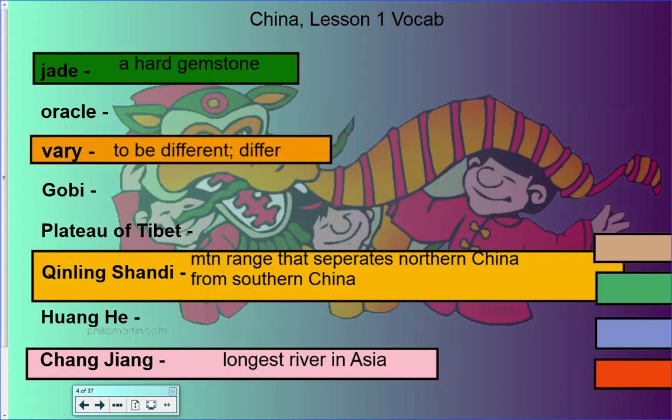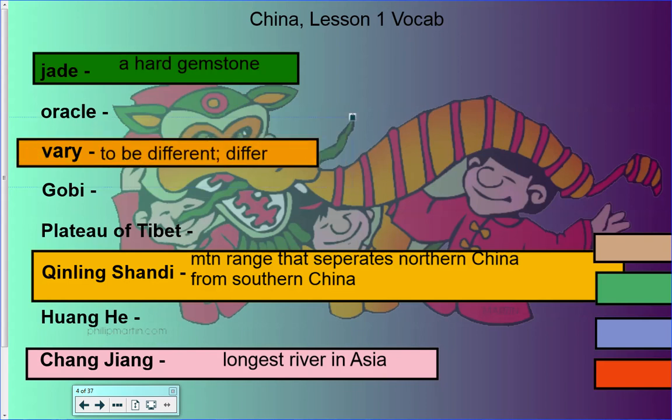Vary. V-A-R-Y. That's the same root we get the word variable from. Variation, variety. There were a variety of foods at the Thanksgiving dinner. That means there were many different foods. Okay? Next one out.